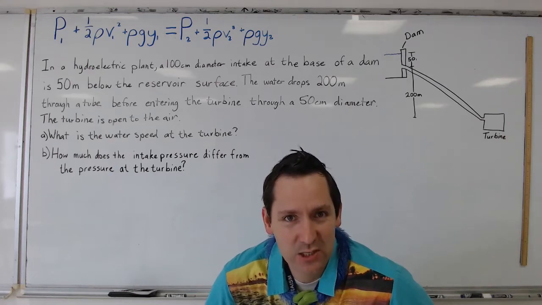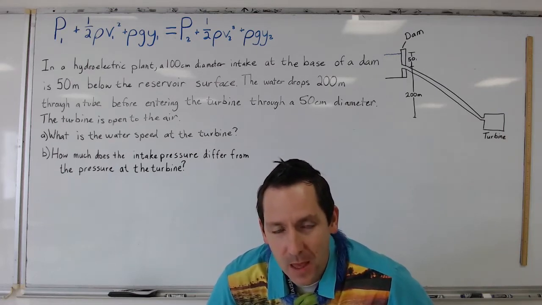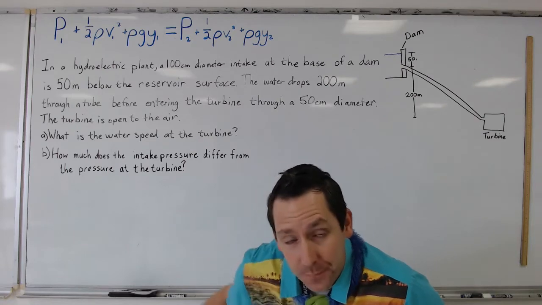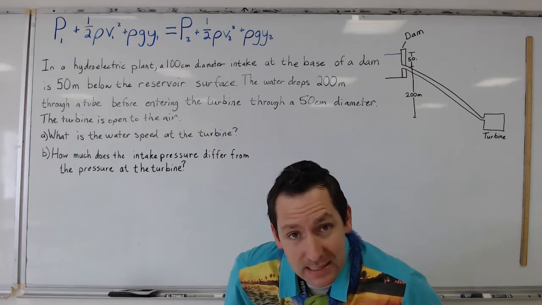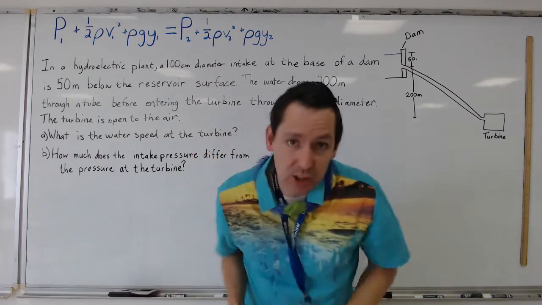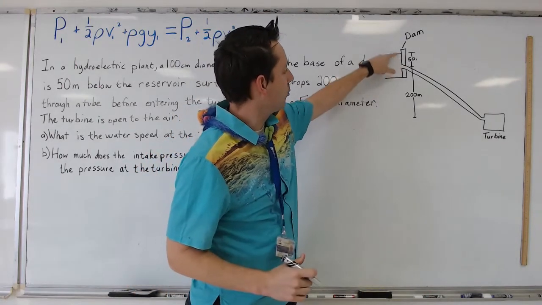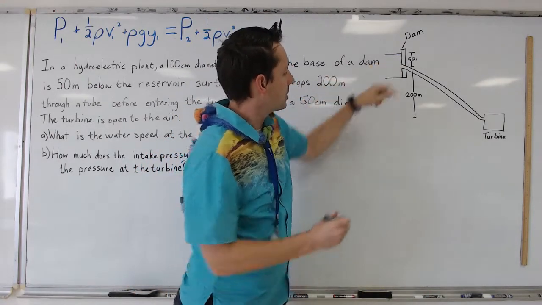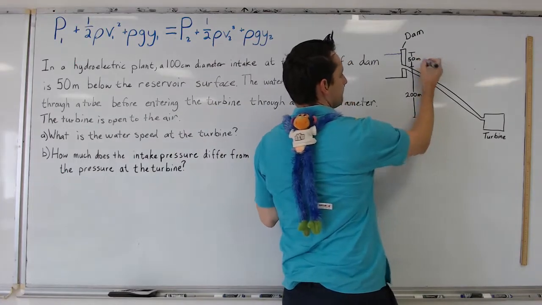Here's our next question with Bernoulli's principle. All right, we've got a dam, and the dam has an intake valve that's 50 meters below the surface of the water. So right here, that's our 50 meters. Sorry, my meters got lost there.